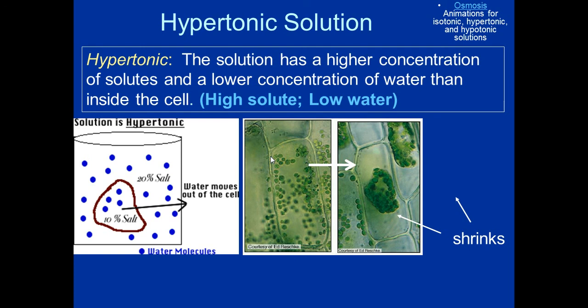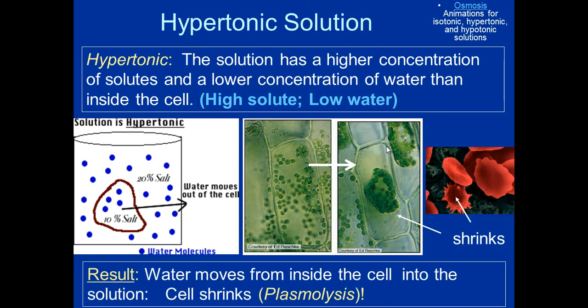When placed into a hypertonic solution, the water will move out of the cell, and the cell membrane will shrink around the chloroplasts and other organelles that are in the plant cell. But the cell wall basically stays the same. This can also cause the cells to die. Water moves from inside the cell into the solution. The cell shrinks. This is called plasmolysis.